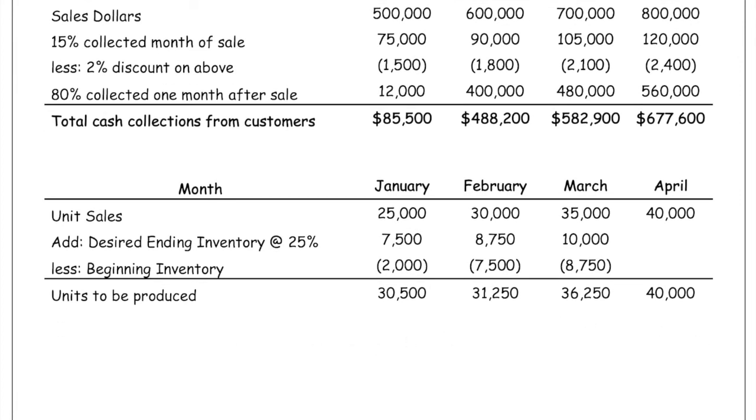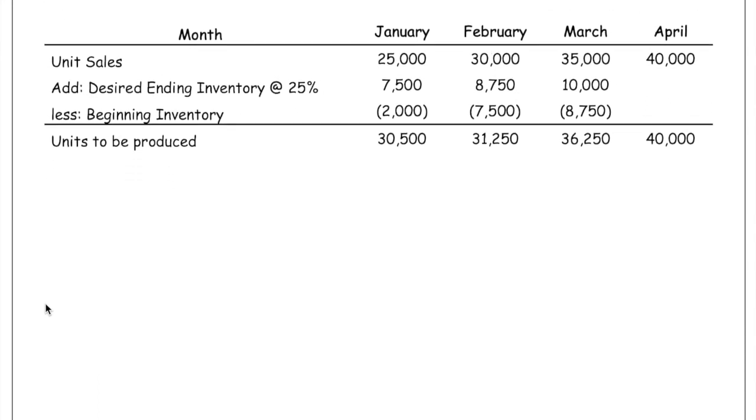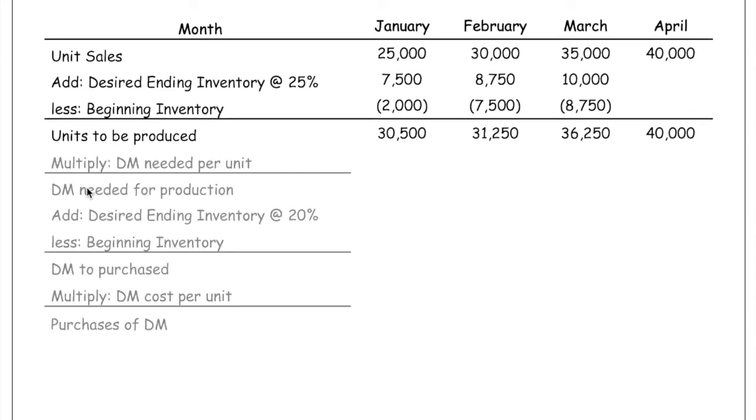Now that we know how many units to be produced each time period, the next step is to plan out our purchases of direct materials. So using the units to be produced row, we're now going to set up a schedule for DM purchases. The way that we do that is as follows. We take the units to be produced, we multiply them by the DM needed per unit. This will tell us the DM needed for production.